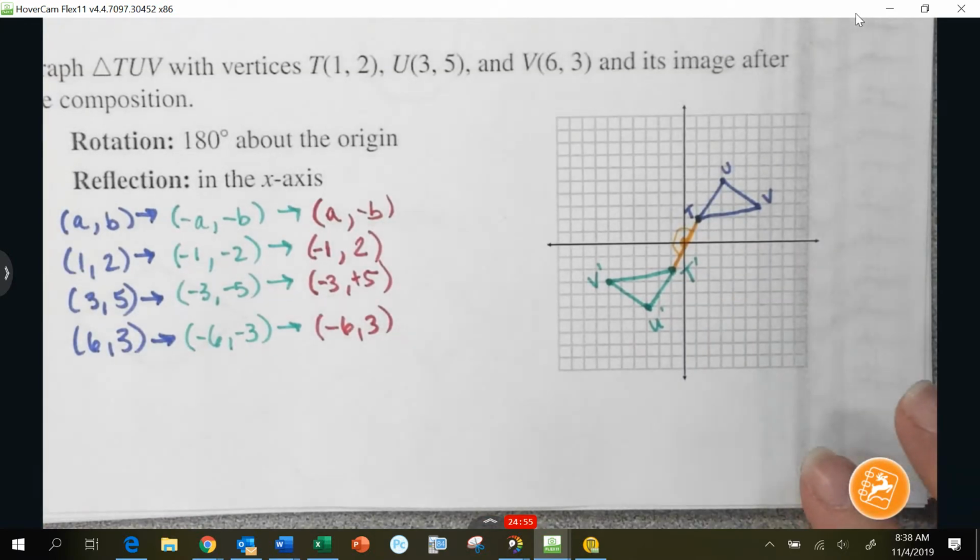I did the first one. I did the points for the second one. I'm finishing up the points. So go ahead and finish yours up if you didn't finish it yet.